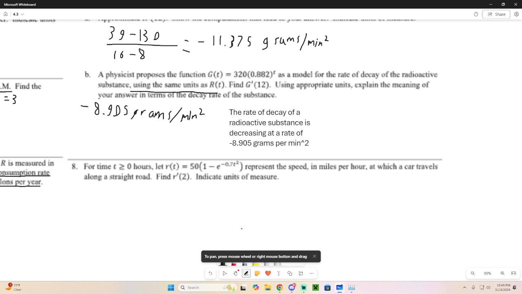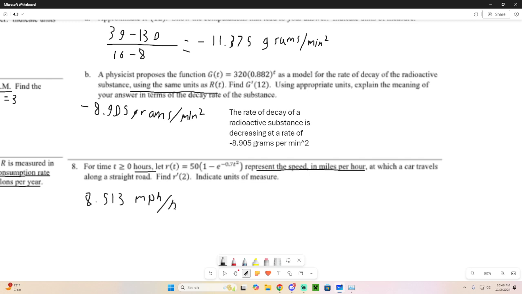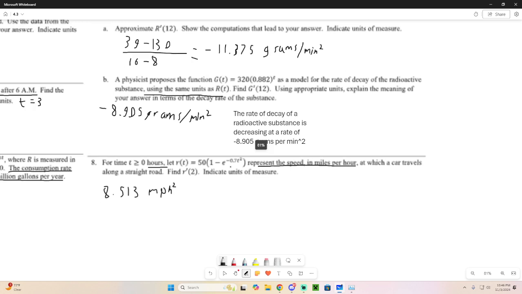Alright, next question. For time t greater than or equal to 0, let this be a function that represents the speed in miles per hour at which the car travels. Find r prime of 2. You can do that on a calculator, so we get 8.513, and then it's our dependent per our independent. This is our function which represents the speed in miles per hour, and t is hours. So our dependent variable is miles per hour, mph, and our independent is per hour, or we can write that as mph squared as our final answer.